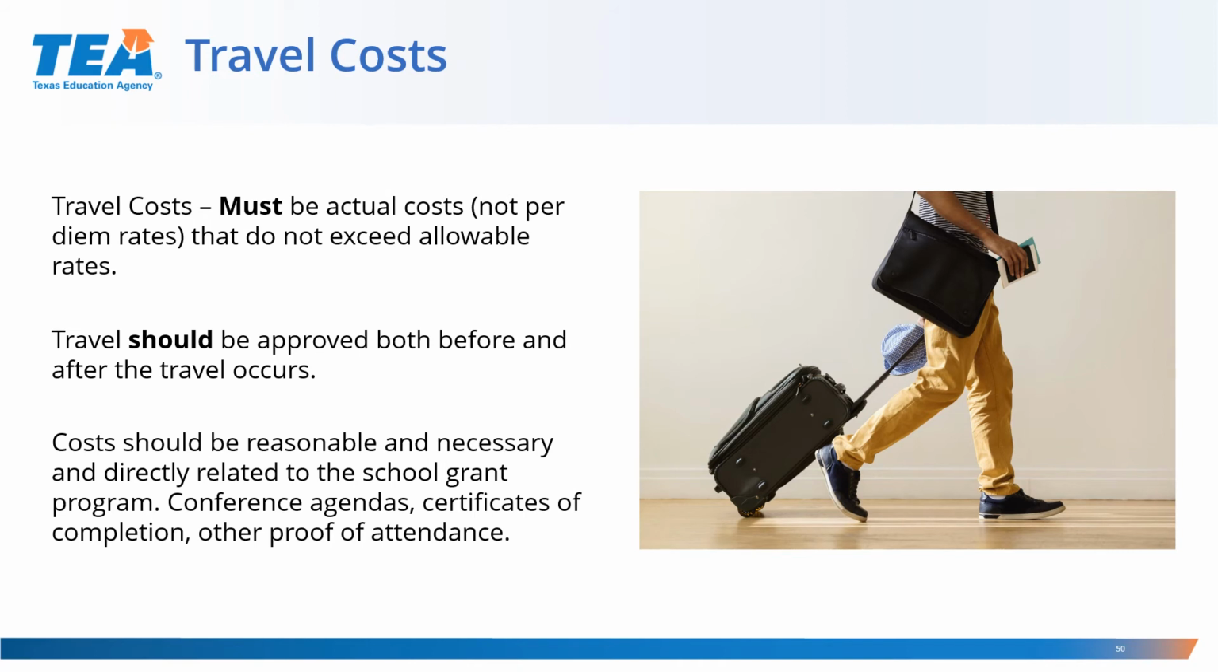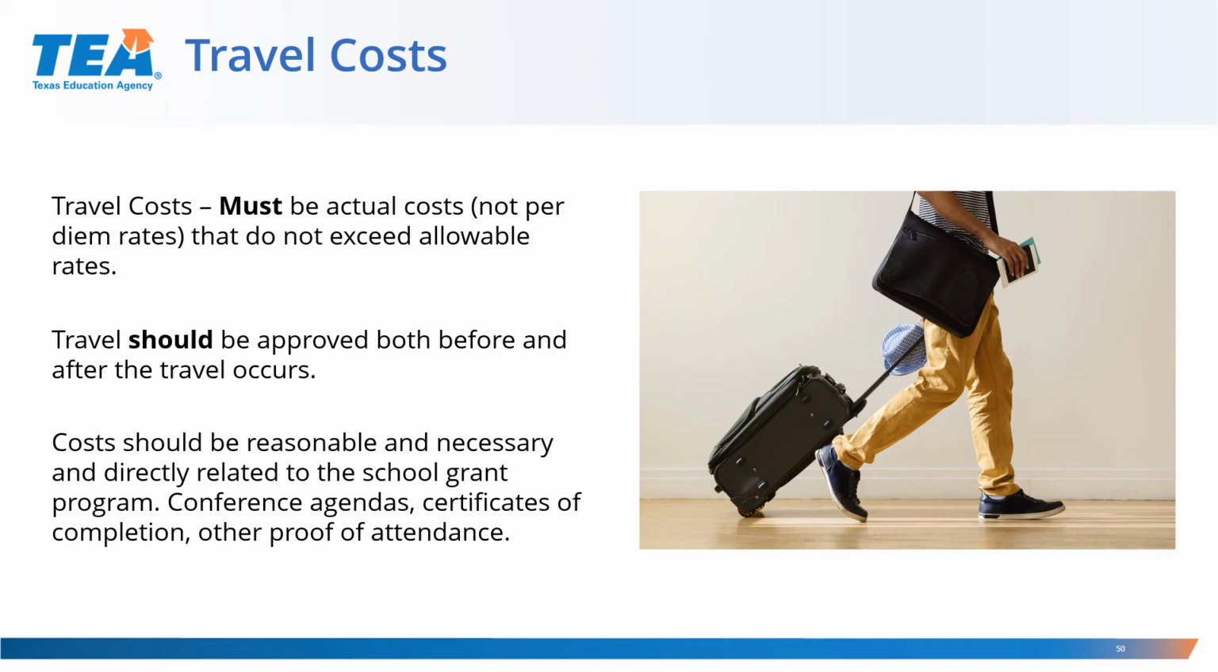When testing travel costs paid for with grant funds, we're going to be looking to see if the costs are the actual costs, not the per diem rates, and that those costs do not exceed the allowable daily rate for lodging, meals, etc. We're going to look to see if the travel was approved both before and after it occurred. So an employee fills out a travel request form to attend a conference that's approved by their supervisor, and then the business manager or superintendent, whoever your local policies and procedures require to approve such types of expenditures.